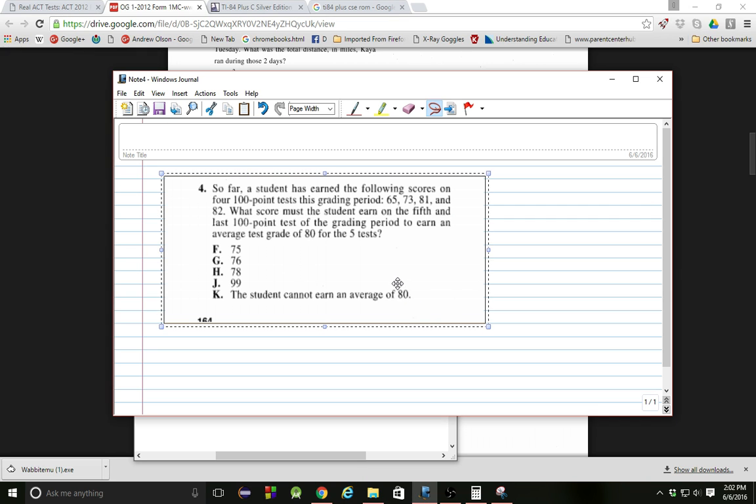So far, a student has earned the following scores on the 100-point tests this grading period: 65, 73, 81, and 82. What score must a student earn on the fifth and last 100-point test of the grading period to earn an average test grade of 80 for the 5 tests?